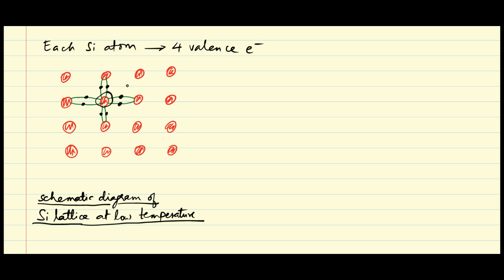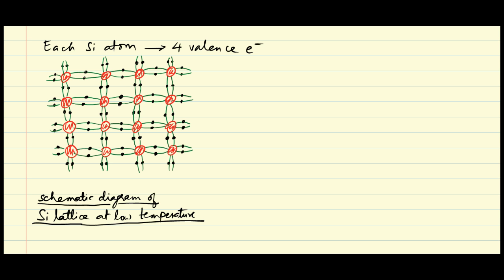Now we can draw the rest of the electrons and the bonds in a similar way, like this. So once again, every silicon atom is surrounded by 8 valence electrons, 4 of which are contributed by its neighbors and 4 by itself, and hence the valency of 4 of every silicon atom is satisfied. Now we have said that this is the lattice diagram at low temperatures.